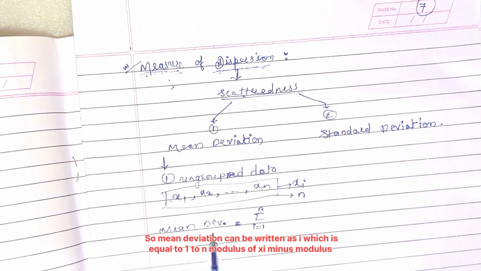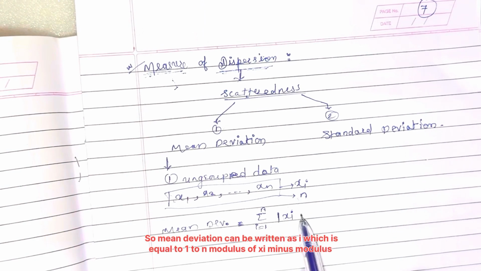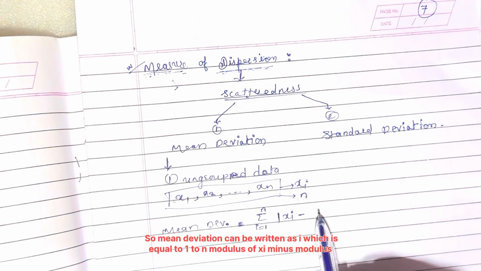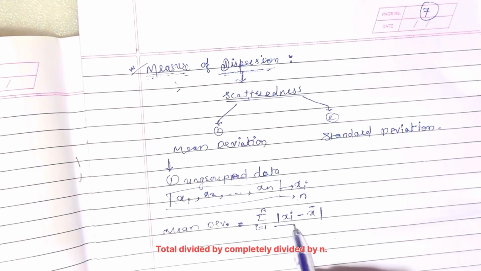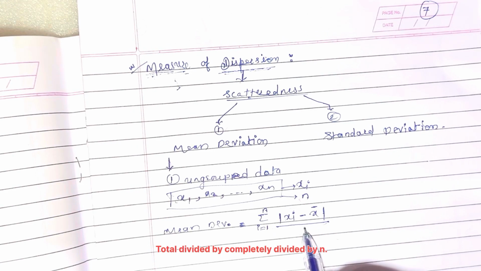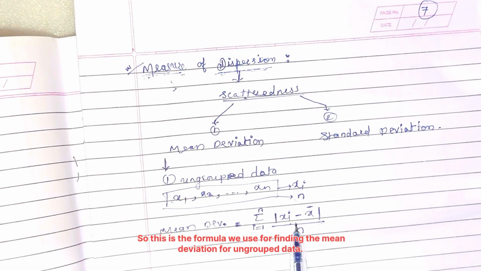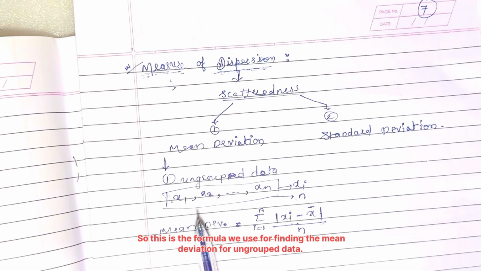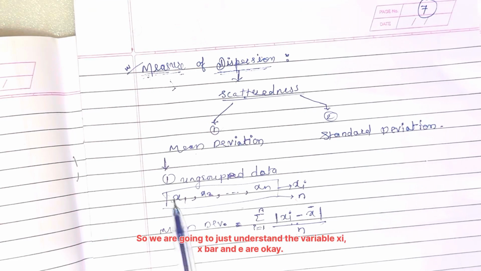So mean deviation can be written as the summation from i equal to 1 to n of the modulus of xi minus x bar, completely divided by n. This is the formula we use for finding the mean deviation for ungrouped data. Ungrouped data means x1, x2, xn; these are all xi.